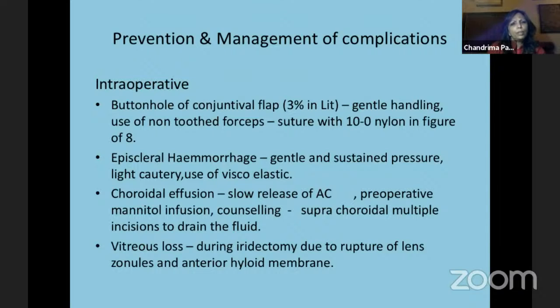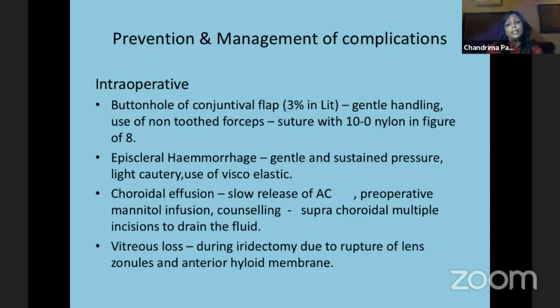So a little bit on the prevention and management of the complications. So intraoperative, as I told you, you can have buttonhole of the conjunctival flap. So gentle handling is required with non-tooth forceps and suturing with tenonylin in a figure of 8 if it does happen. So episcleral hemorrhage, gentle and sustained pressure, light cautery, use of viscoelastic, choroidal effusion, slow release of the AC is very important. And there, of course, using mannitol preoperatively is very important. Preoperative mannitol, counseling, suprachoroidal multiple incisions to drain the fluid.